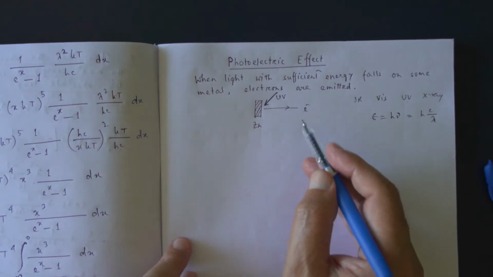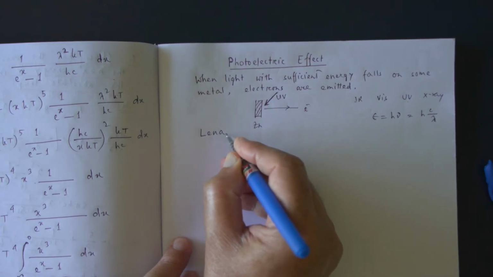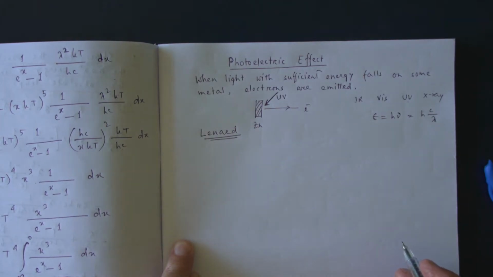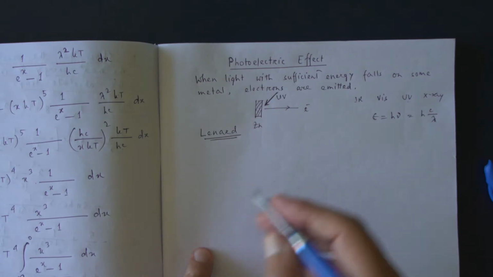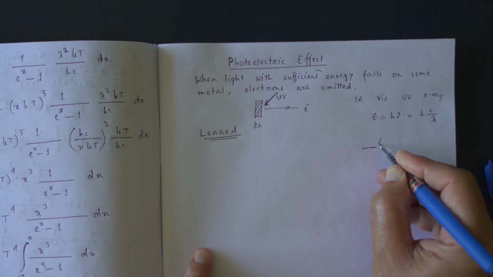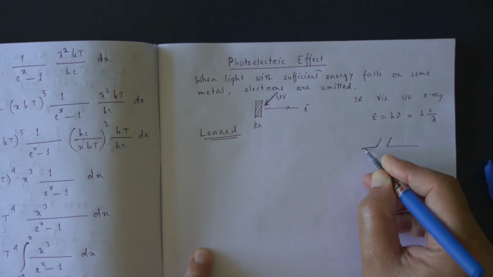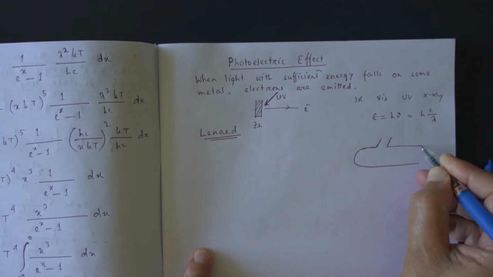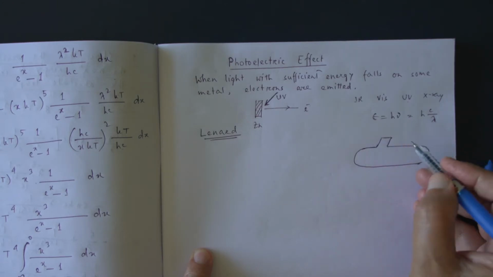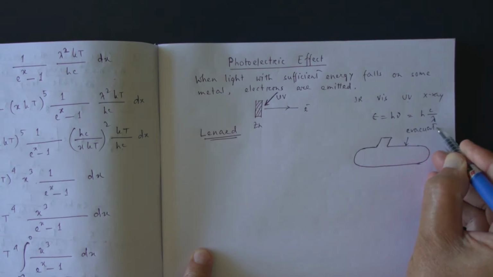Now this photoelectric effect was studied by one scientist called Leonard. He studied the photoelectric effect in detail. How did he study it? Let us assume like this. Say this is a glass tube, and this is a highly evacuated glass tube.